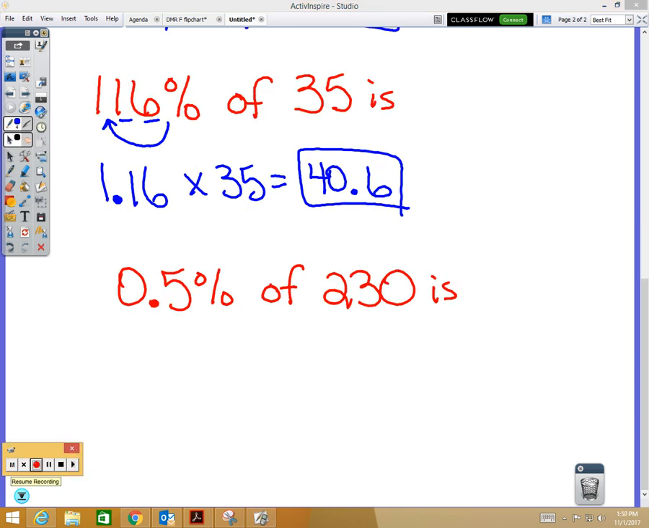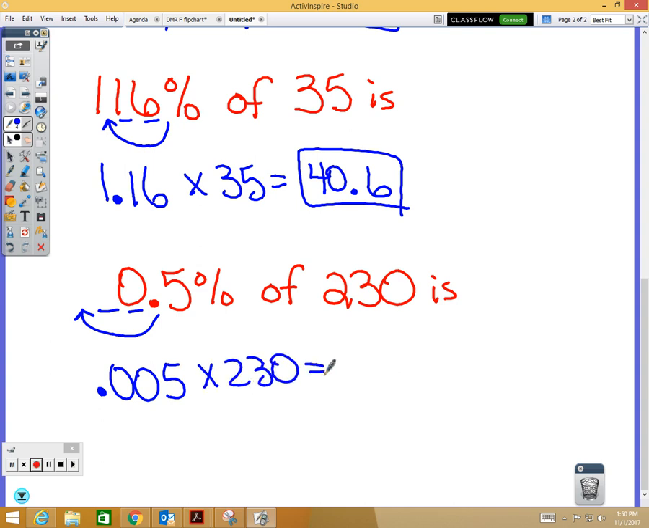All right, so the first thing you should have done was change this percentage into a decimal. Some people get a little caught up when there's a decimal that's already written, that's a part of the percentage. They're like, oh, it's already a decimal. No, it's still a percent. You still need to move that decimal 2 places. And when you do, you get 0.005. Okay? So did you get 0.005? Because if you didn't, then that's going to mess up your answer. Times 230. And what'd you get? 1.15. Good.